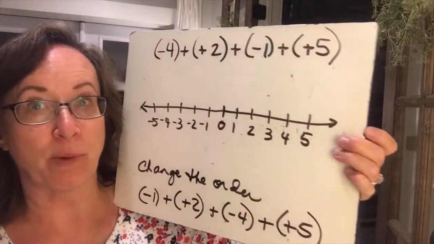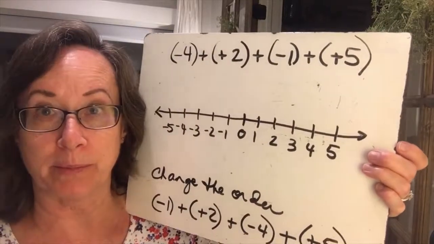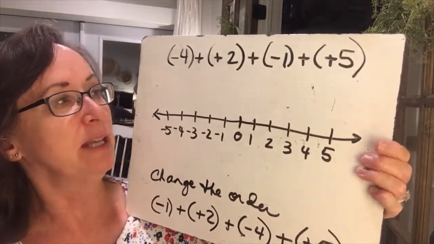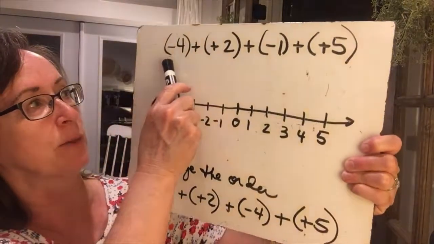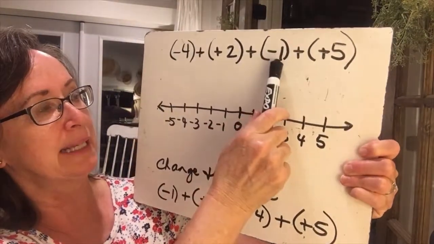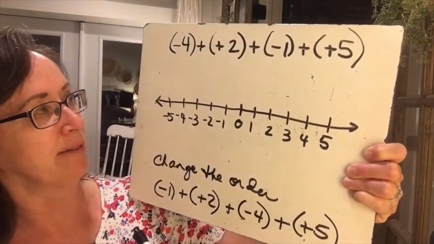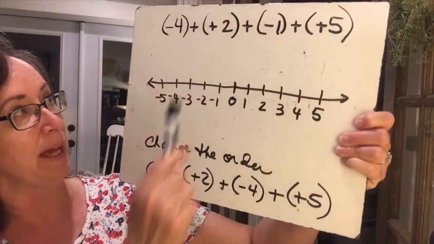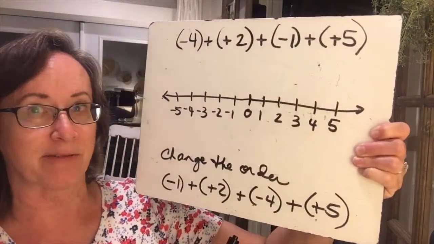Okay, for our last practice or last example before we start our practices, notice what we have here. We have negative 4 plus 2 plus a negative 1 plus a positive 5. And then down here at the bottom, we have the same numbers, but we have them in a different order.